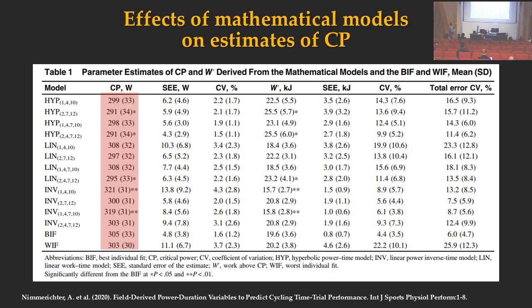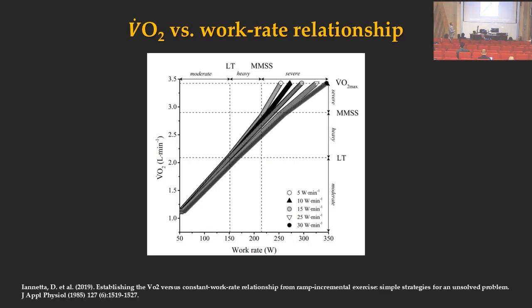Not only for critical power, but also again for typically ramp or graded exercise tests. In this study, you can see different protocols, 5 watts per minute up to 30 watts per minute. And as you can see on the x-axis, the power output associated with the maximum is quite different. And again here, VO2 max in this case is the same. And here are the numbers.